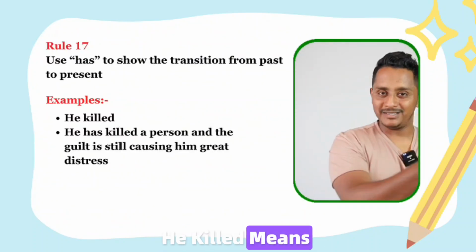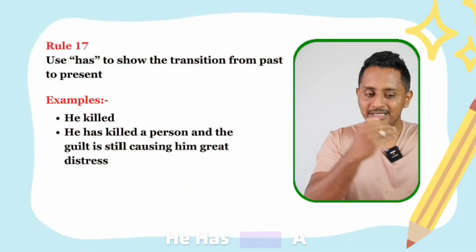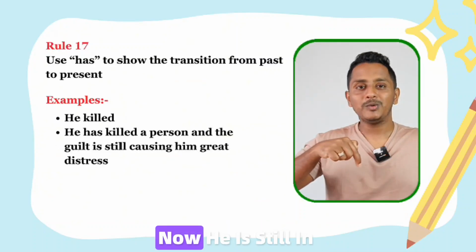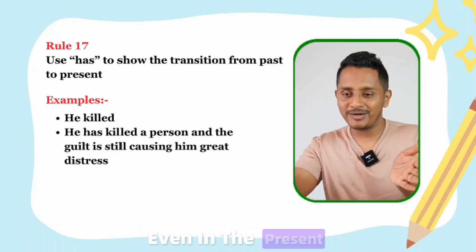He killed means the person is over. You killed and the scenario is over. He has killed a person. The guilt is still causing him great distress, meaning even now he is still in that state. Meaning an event happened in the past, but even in the present it has significance.